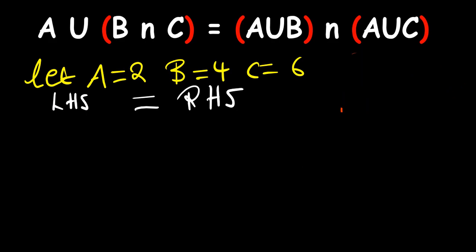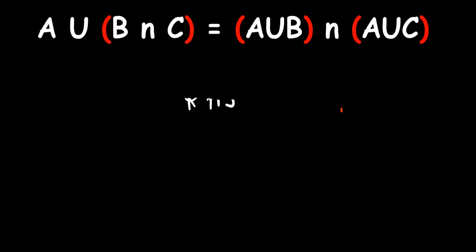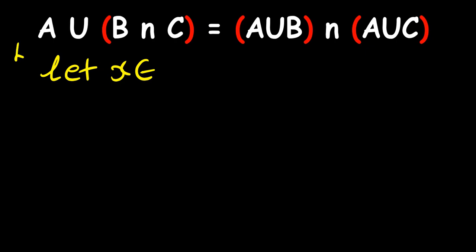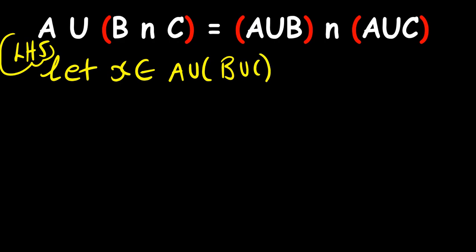What if this time you want to use just normal sets without involving numbers? How are you going to go about it? Not very much different. We can just pick x to be a member of the same set. Let me say we're proving the left hand side to see if it's going to give us the right hand side. So let's say x is a member of A union B union C. That is the left hand side.